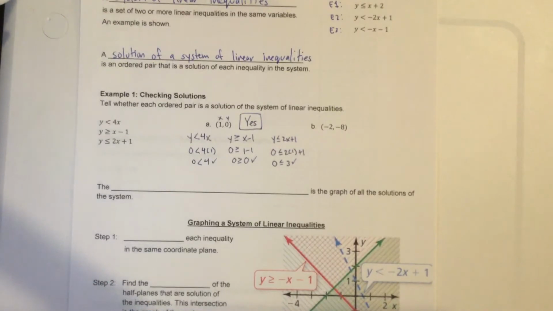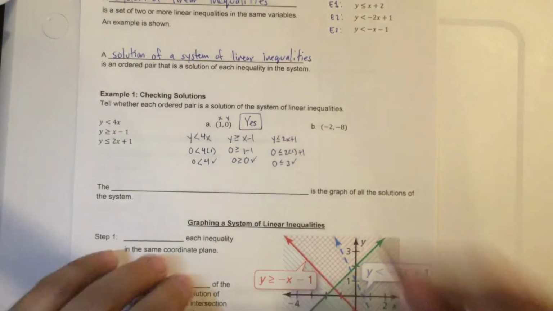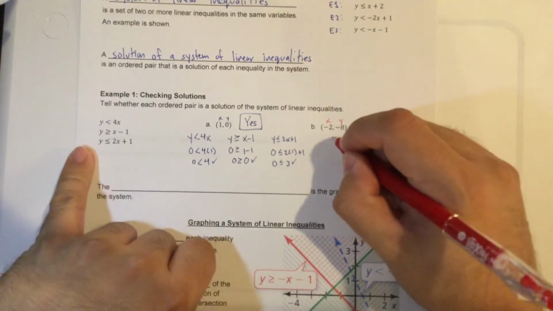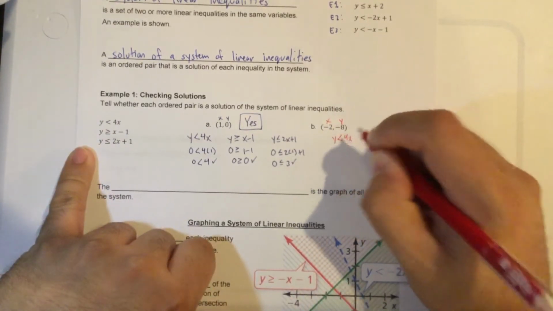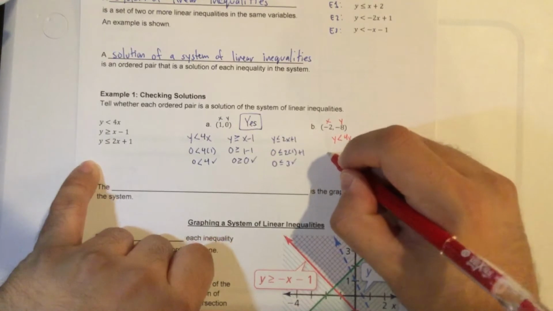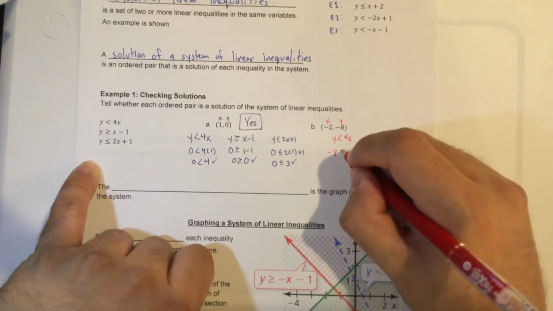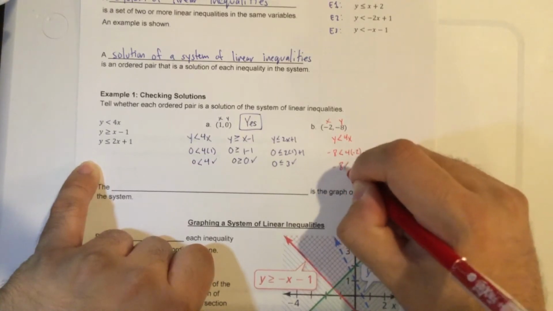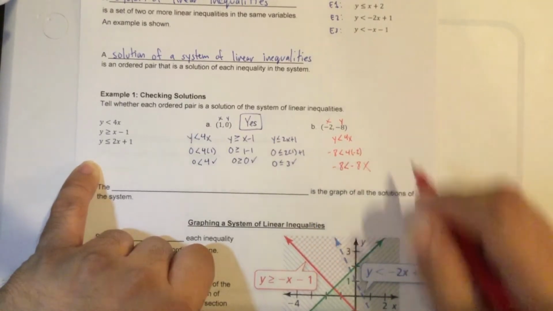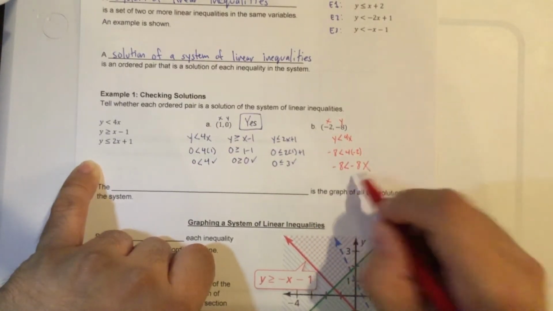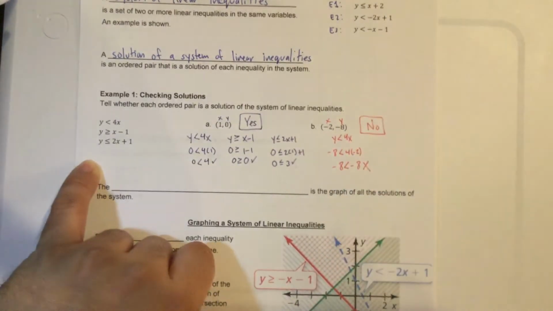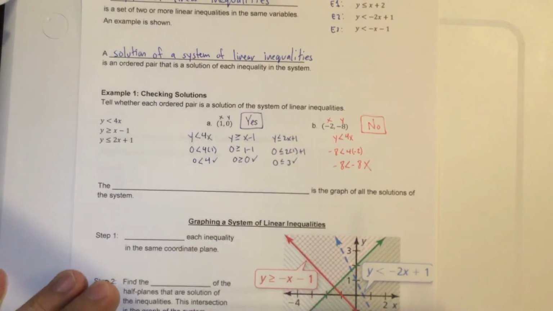For letter B, once again, this is x, this is y, so we plug into the first one. So y is less than 4x. So negative 8 is less than 4 times negative 2. Negative 8 is less than negative 8. That is not true. It could be equal to it, but it's not greater than itself. So this one is automatically no. It is not a solution to the system of linear inequalities.